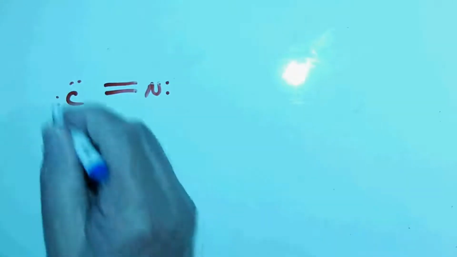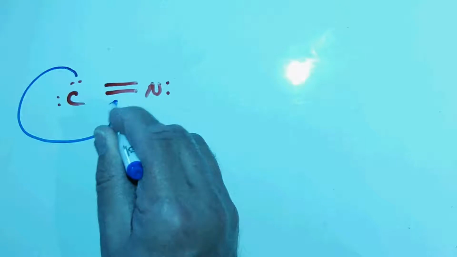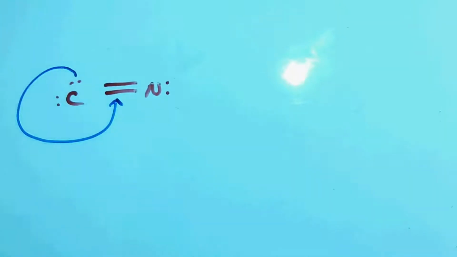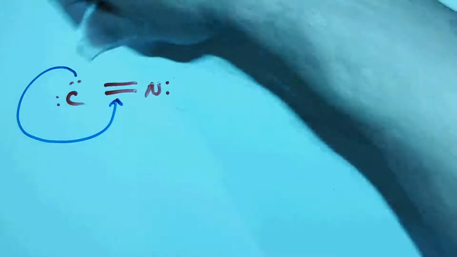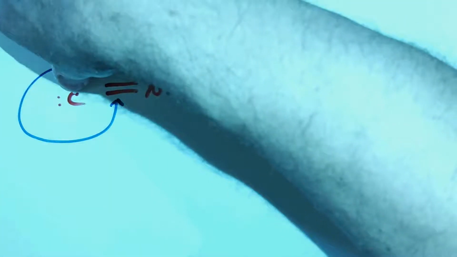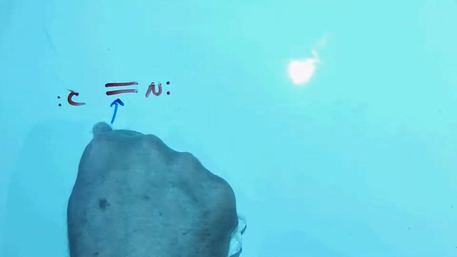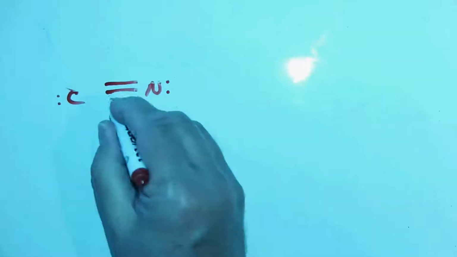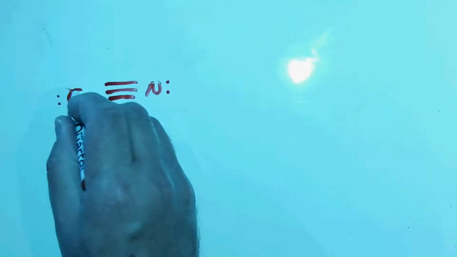Nitrogen doesn't. How do I make nitrogen happy? I take this pair of electrons and I'm going to move it right there into the middle. Just going to take that pair of electrons and move it into the middle. So when I do that, there's no more lone pair there. And there's my Lewis structure for the cyanide ion. A carbon with a triple bond to nitrogen with a lone pair on each of those elements.